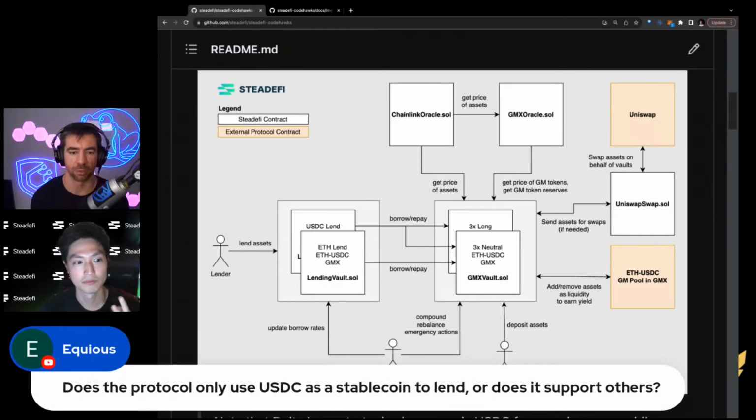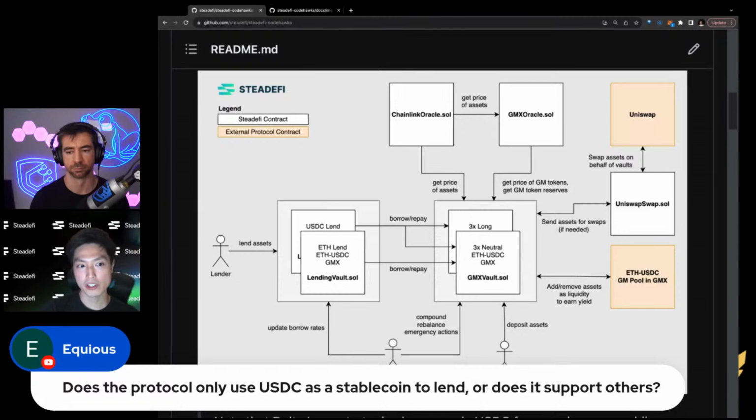Does the protocol only use USDC as the stablecoin that's lending, or does it support others? This is probably in the compatibility section of the README as well. But what stablecoins does the protocol support for borrowing? For stablecoins, it supports USDC because currently for GMX version 2, they only have USDC as a stablecoin. If the question is, does it support other stablecoins? The answer right now is no, only because GMX doesn't support USDT or any other stablecoins.